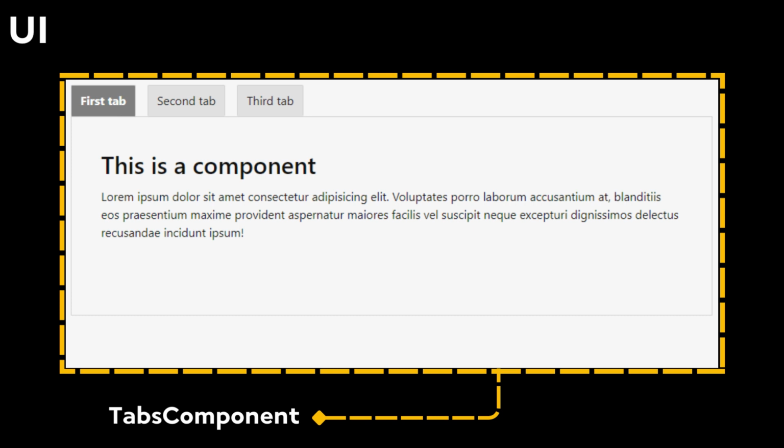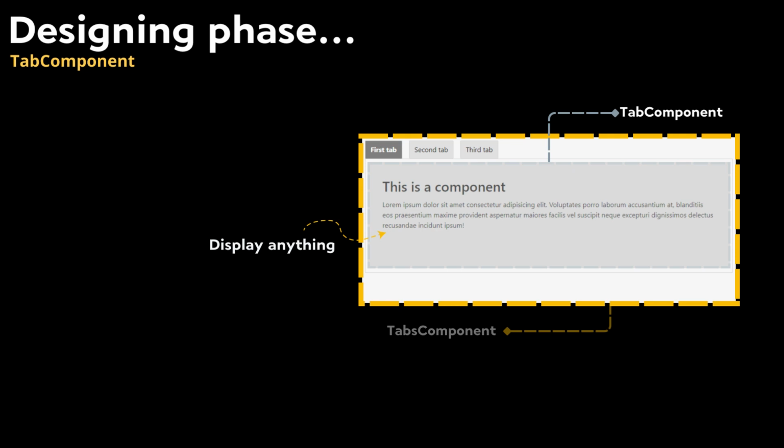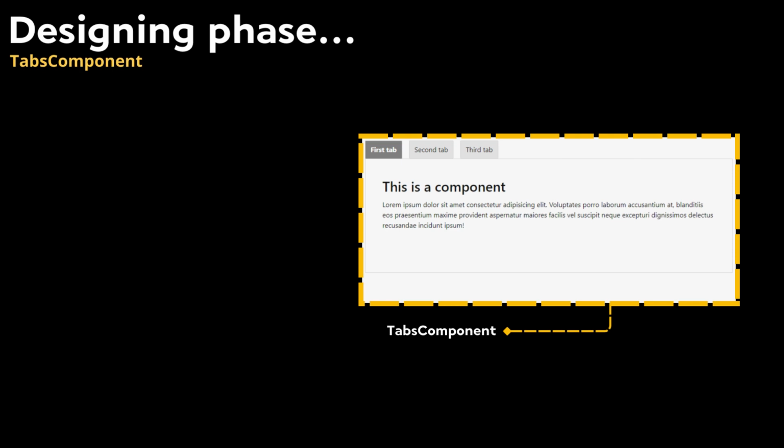Time to analyze our UI. We have mainly two components here, the tabs component and the tab component. On the one hand, the tab component should be a container for whatever we want to put or project inside of it. On the other hand, the tabs component requires more. We need to display buttons, a button per tab, and display the selected tab's content in the body of the tabs component.